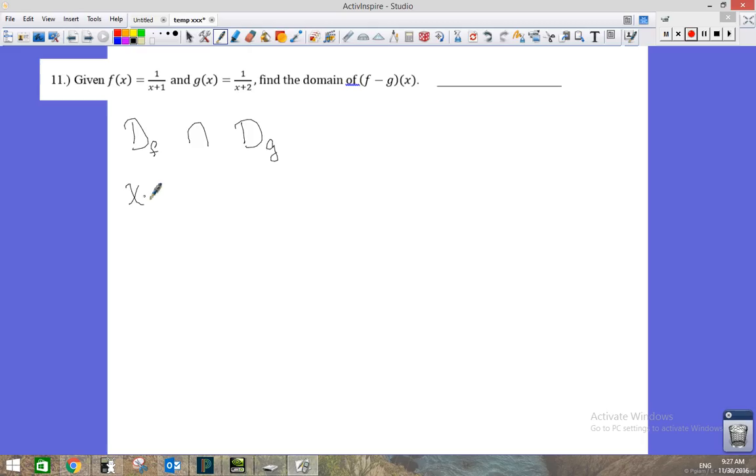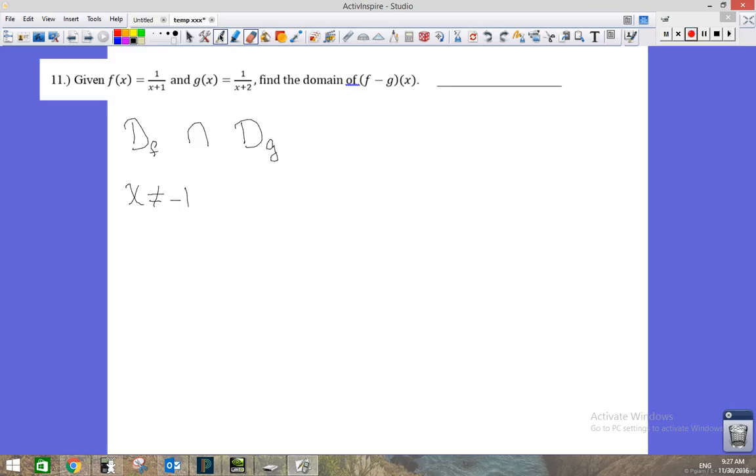So the domain of f has to throw out -1, because if you try to evaluate this function at -1, you get 1 divided by 0, and that's undefined. The definition of a function: every element in the domain corresponds to exactly one element in the range. This is not a number, so therefore -1 cannot be in the domain.